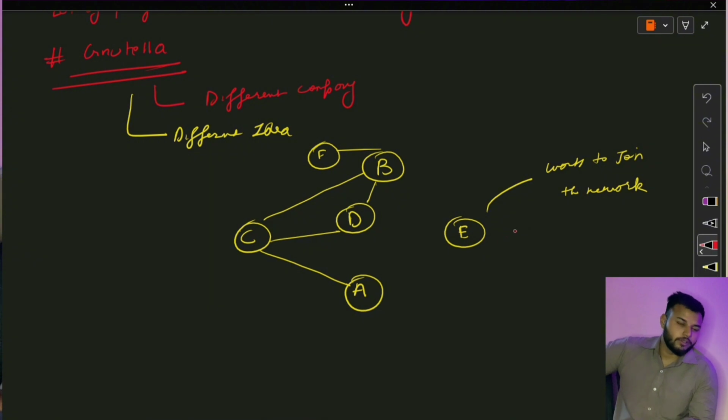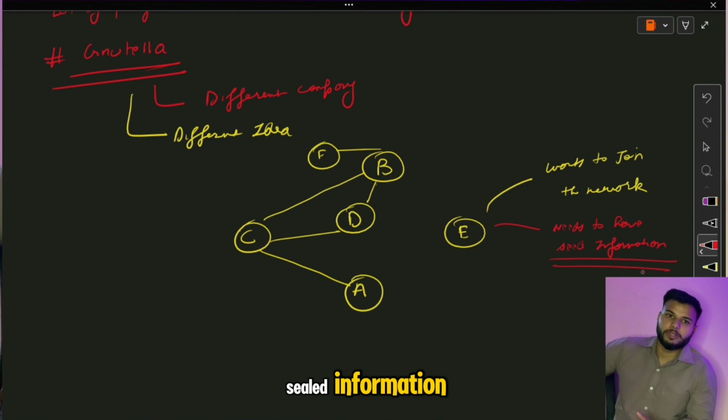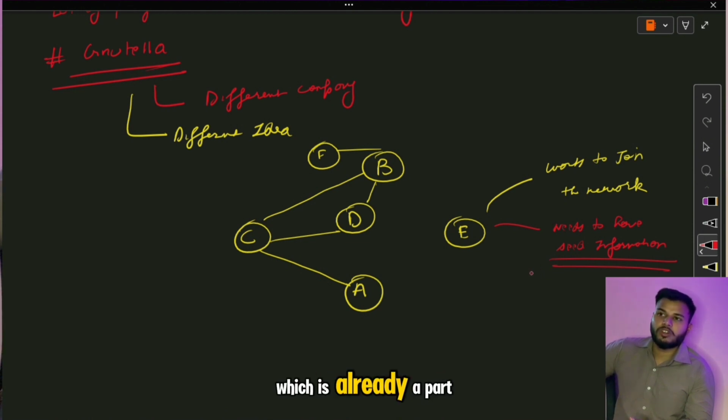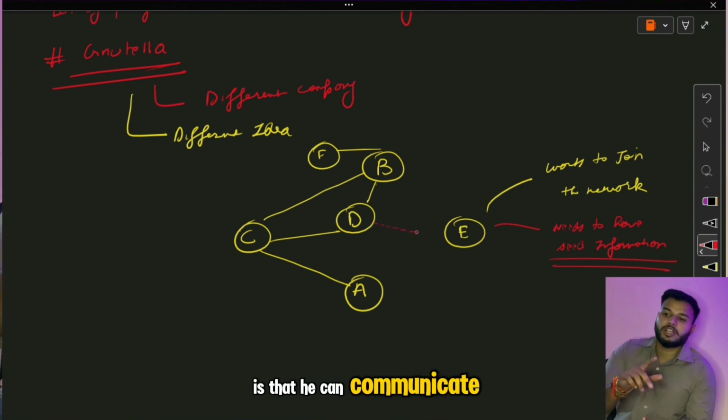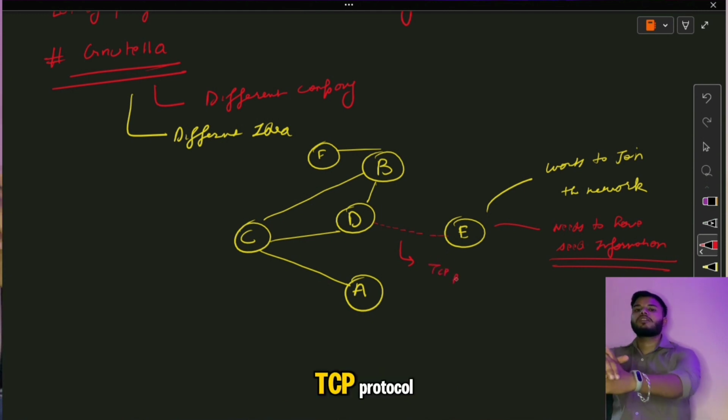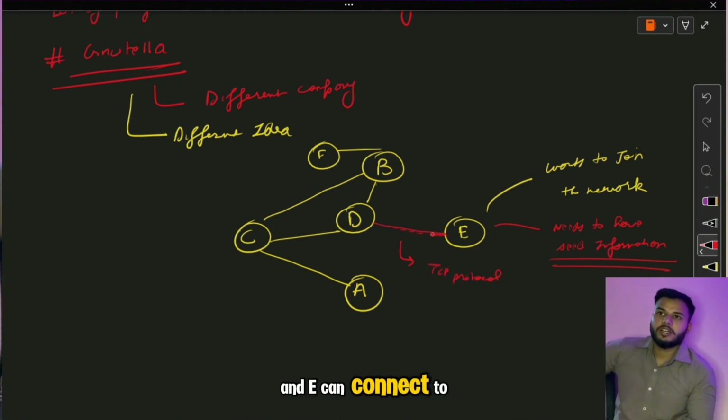What E has to do is have some seed information. Seed information basically means some kind of information E needs to join the network. It can be information about a node which is already part of the existing network. Let's say E has some information about D, which is part of the existing network. Then E can communicate with D and form a connection with D using the TCP protocol. In this way, E can connect to the existing Gnutella network.